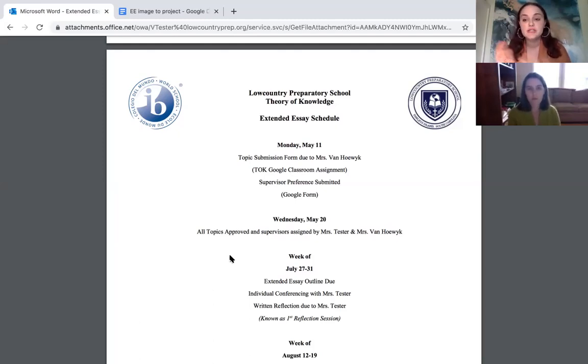So we're actually starting before school ends. We want to be sure that before the juniors leave for summer, they feel really secure about what the extended essay is, what their role is going to be next year tackling the extended essay, and also solidifying their topic before they even leave for summer.